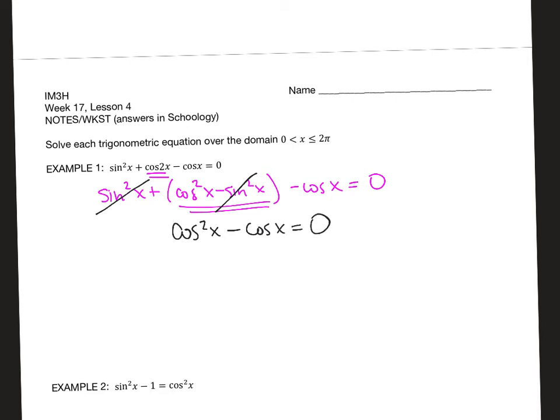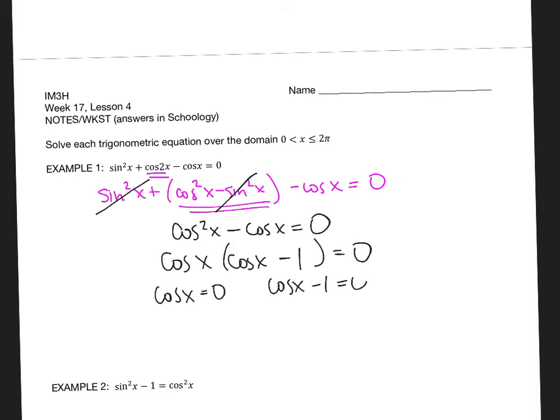Now we're going to solve this by factoring, the same way you did in lesson 3. So I'm going to factor out a cosine x out of these 2 terms. I will be left with a cosine x and a minus 1. I'm going to set each of these equal to 0. Cosine x equals 0. Cosine x minus 1 equals 0, which gives me a couple different things I need to look for on my unit circle in one rotation.